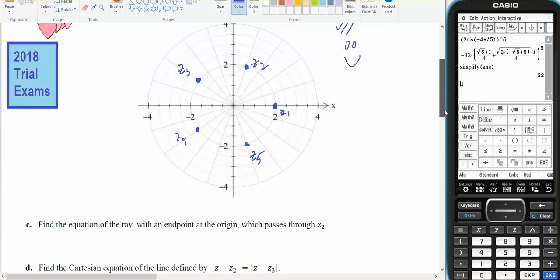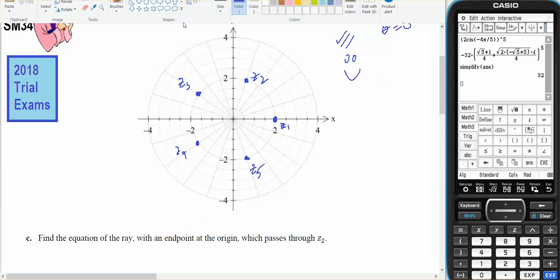And part C says find the equation of the ray with an endpoint at the origin, which passes through Z2. So there is my ray. I know that's 2 pi on 5. So one equation for the ray could be the argument of z equals 2 pi on 5, which describes all of the points on that ray.